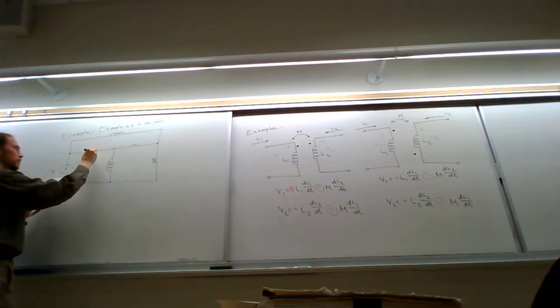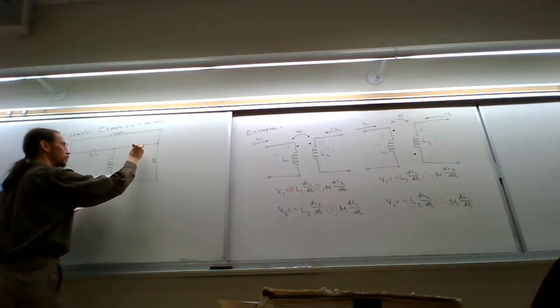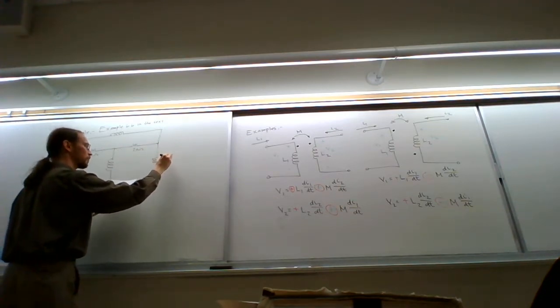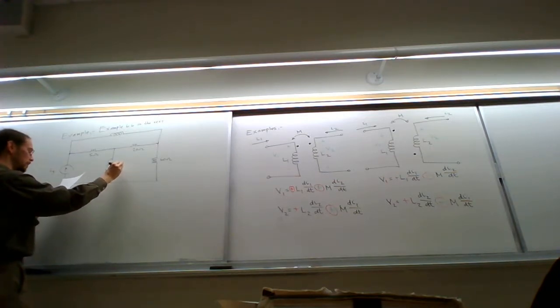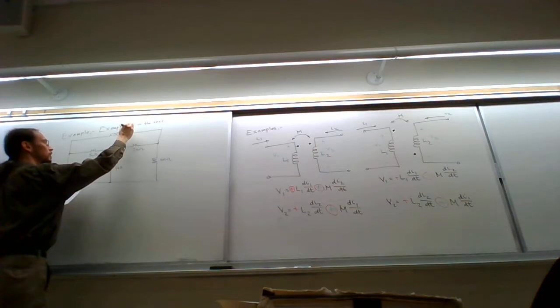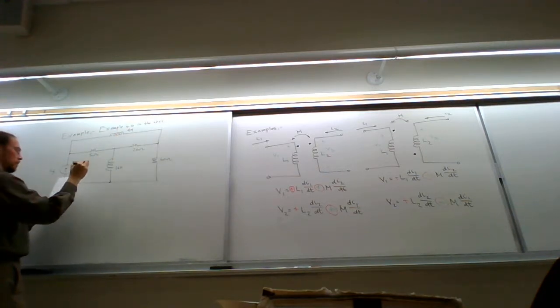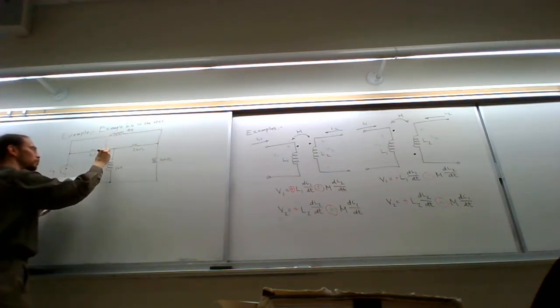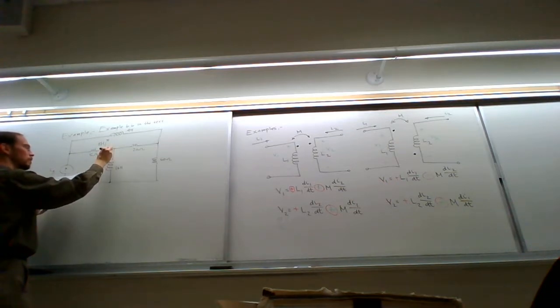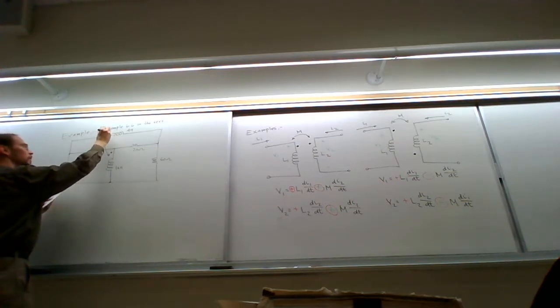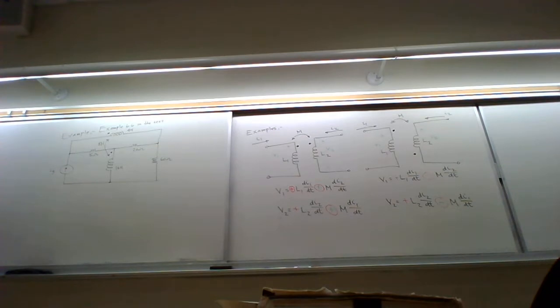This is a 5 ohm resistor, a 20 ohm resistor, a 60 ohm resistor. This has a self-inductance of 16 henries. This has a self-inductance of 4 henries. There's also a mutual inductance between these two coils of 8 henries. And their dots, first one is there, second one is there. So notice that they're telling us how these coils are wound with respect to one another.